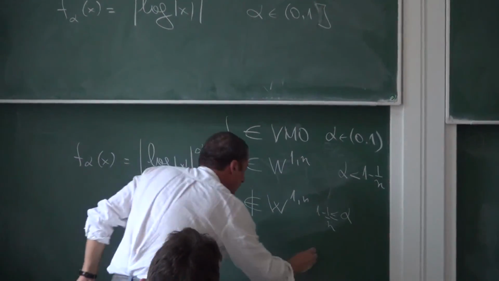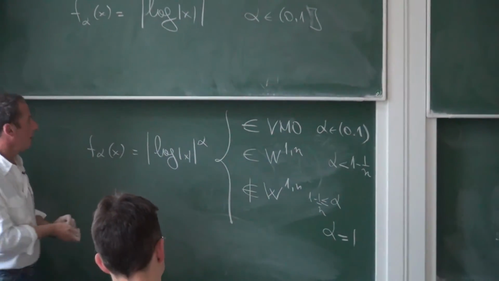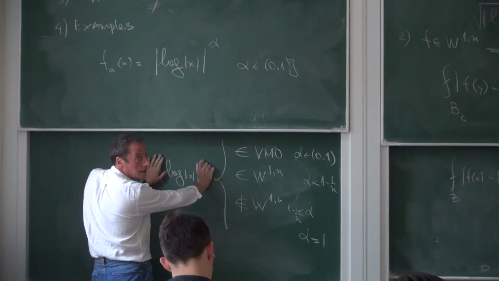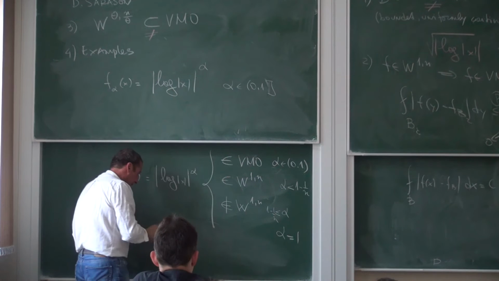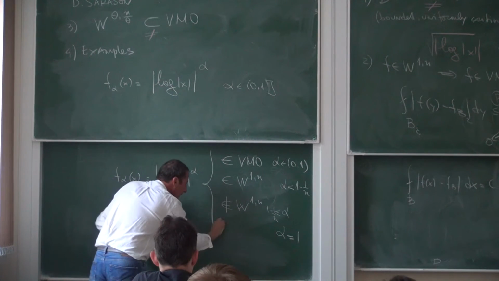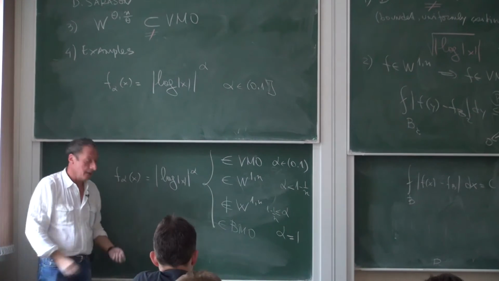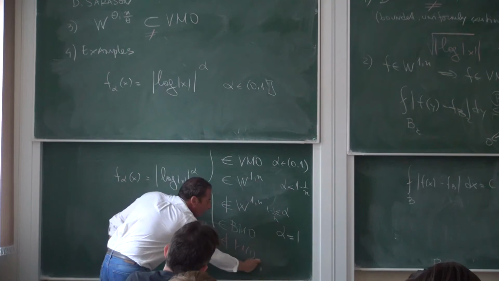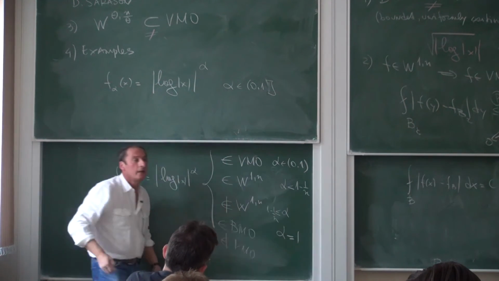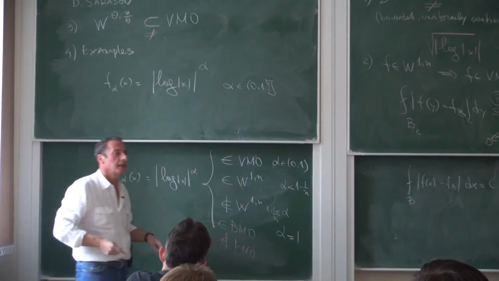In case you take, for example, alpha equals 1, you have exactly the logarithm of the modulus of x. It is a function which is in BMO, but it is not in VMO. So VMO and BMO, of course, are not identical.